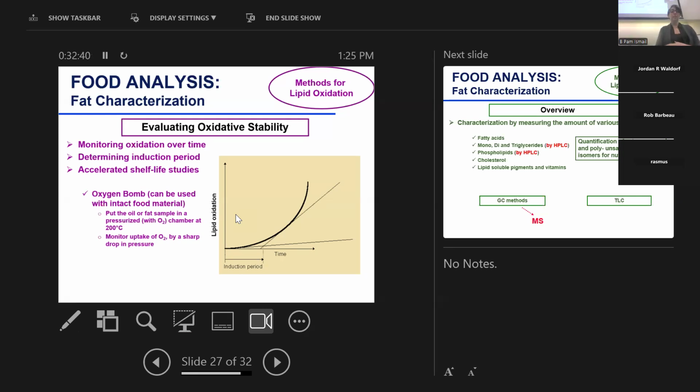These are the 3 different methods. The most common and the easiest is the oven test. Okay. Any questions?